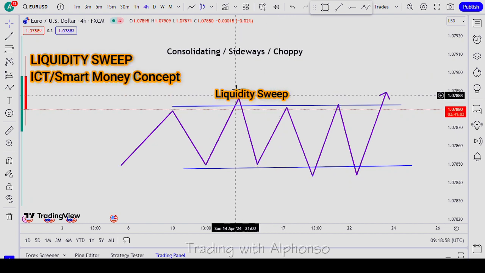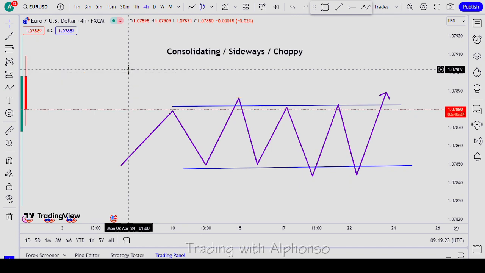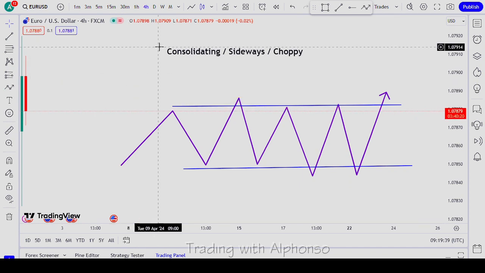So these fake outs are grabbing all liquidities in smart money concept. So it is advisable to stay out of the market so that you can protect your capital. Let's go to the live chart.